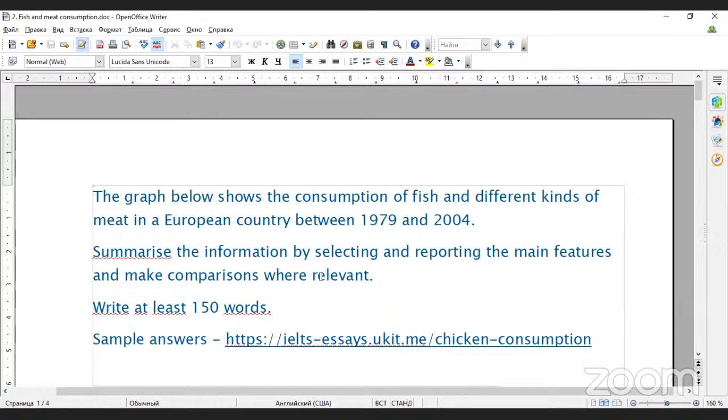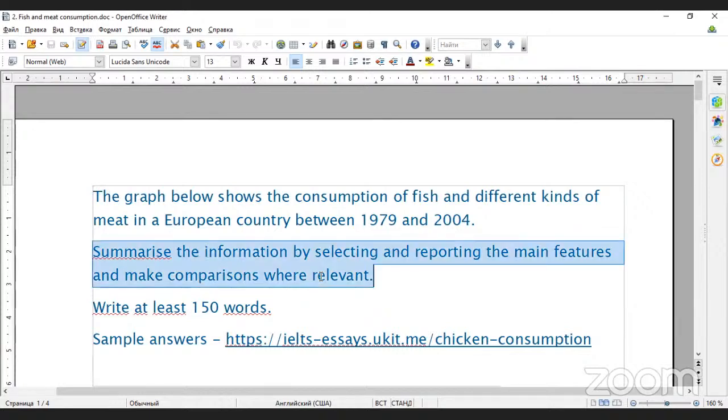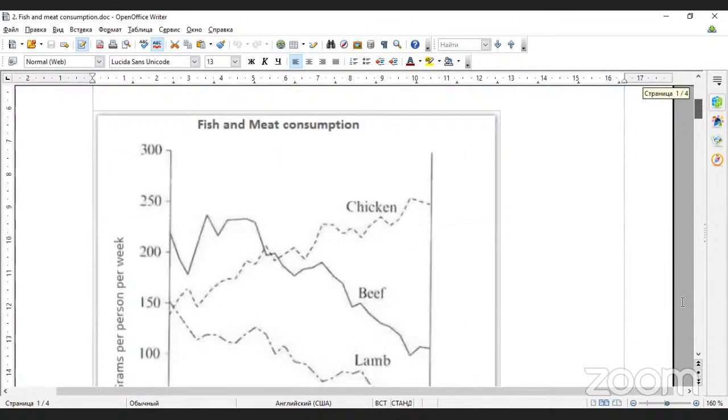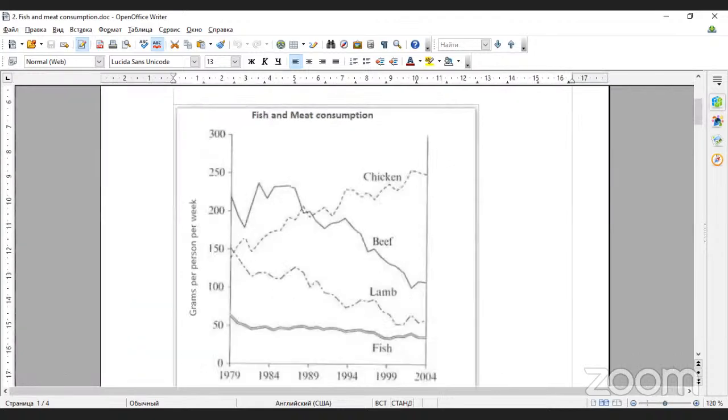This part is always the same in all academic writing task 1 assignments. Summarize the information by selecting and reporting the main features and make comparisons where relevant, right? At least 150 words. And here is the line graph itself. Yeah, please write in the chat box if you like it or not. Do you like it or not?